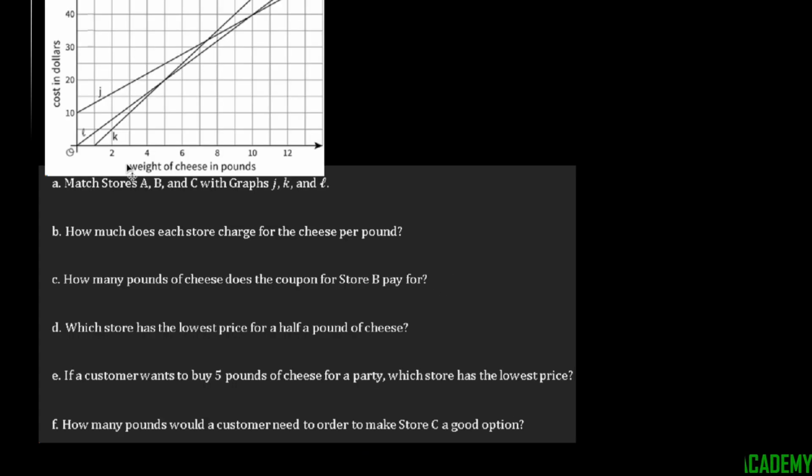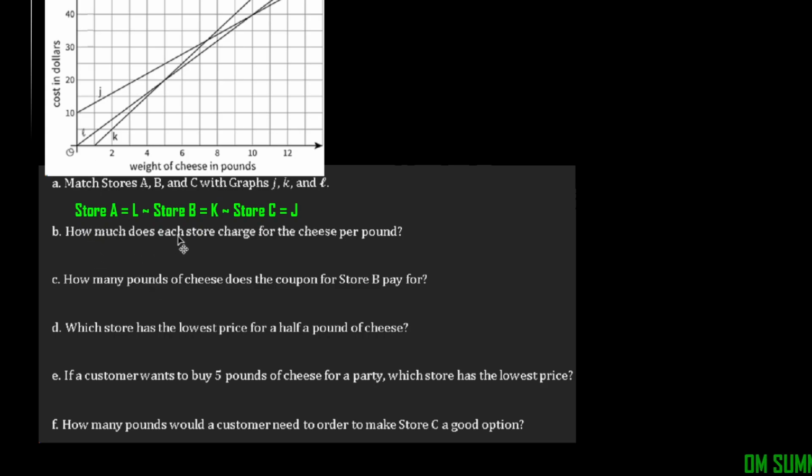With this graph, it says match stores A, B, and C with graphs J, K, and L. So I'm going to say that store A goes with this line L, which goes through 0, 0. And I say store B goes with the line K because they have that coupon. And store C goes with that line J because we start at $10 no matter how much we buy.